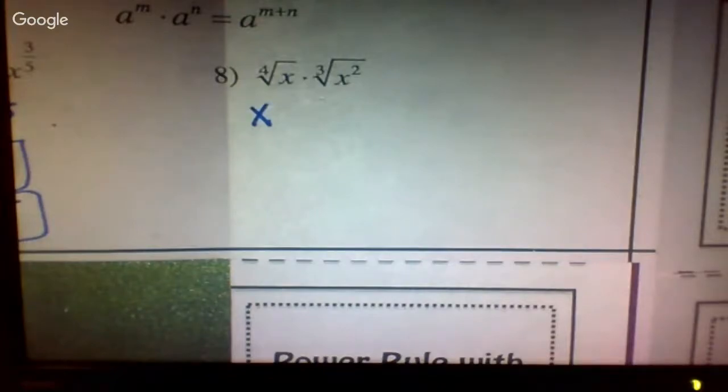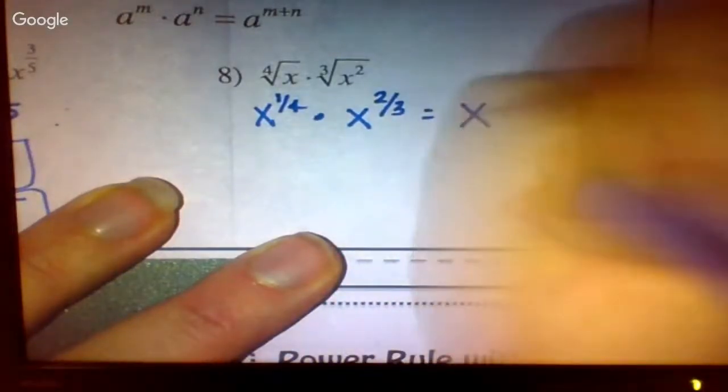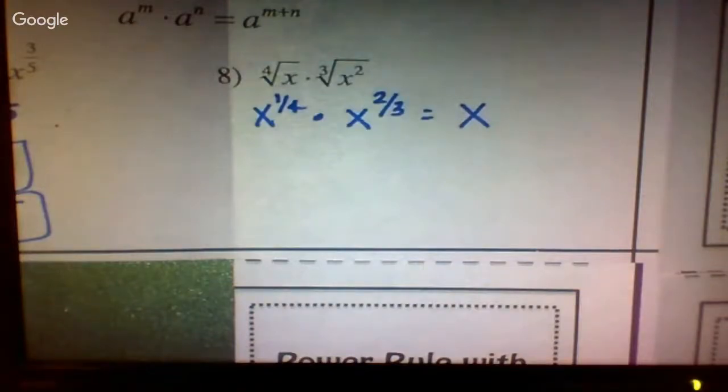Okay, number 8. This is going to be easier to do if we change it to rational exponents first. So this first one is x to the, what does my fraction look like if I have the 4th root of x? 1/4. Good, Christian. This is x to the 1/4 times x to the 2/3. So this becomes x to the, what's 1/4 plus 2/3? And again, I know you hate fractions, so plug it into your calculator. 1 divided by 4 plus 2 divided by 3. What do you get? Change it back to a fraction. Please do not leave it as a decimal. You said 11/12? Yeah. Okay, so this becomes x to the 11/12.